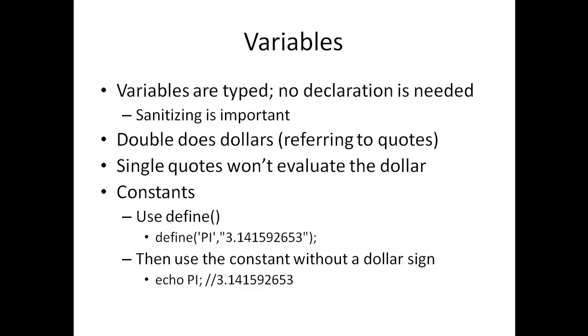And there are constants. You can use the function define to define an actual constant, and in order to echo that, you echo it without the $ sign. So here's a way to define pi out to 10 digits, or 9 decimal places, and then how to echo that constant.